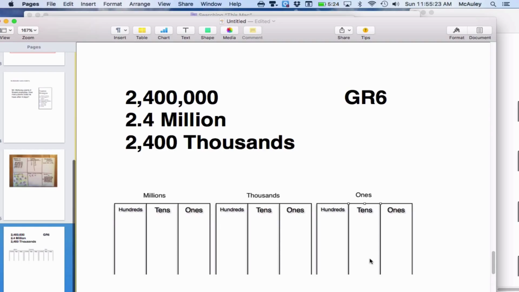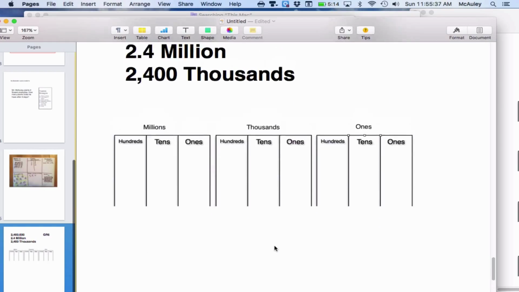I did show them how to use a chart like this: when you have a number, you fill it in on the chart, and that gives you an idea about which numbers go where. I made a little video explaining how you would work with this, and it's going to follow right now.